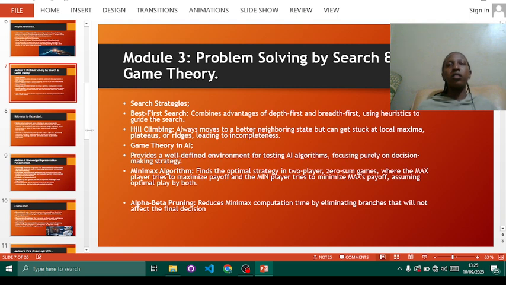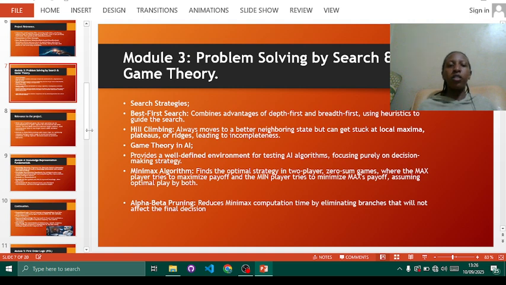Depth first and breadth first search fall under uninformed search, which is finding a solution in a not organized way. But in informed search, we use heuristic information to carry out the search. Then we have hill climbing. This always moves to a better neighboring state but can get stuck at local maxima, plateaus or ridges, leading to incompleteness.